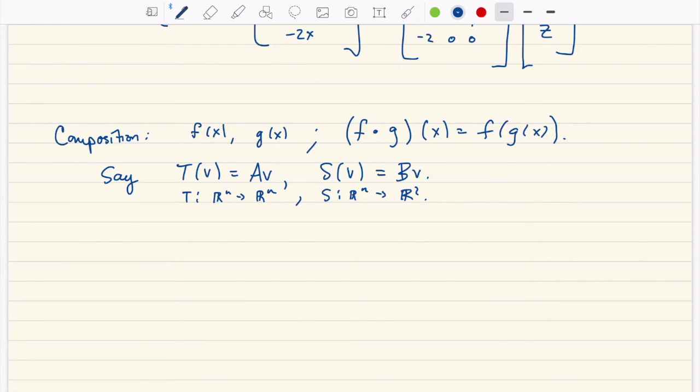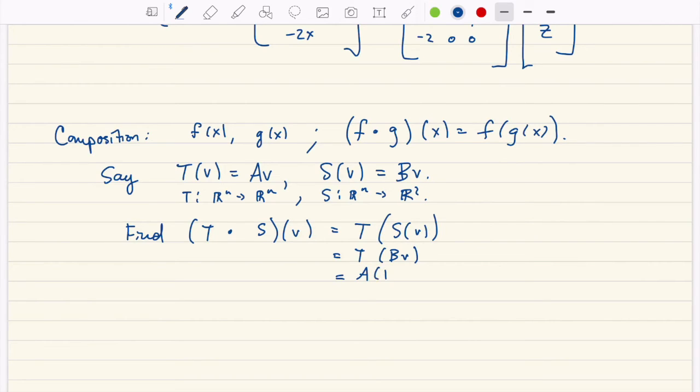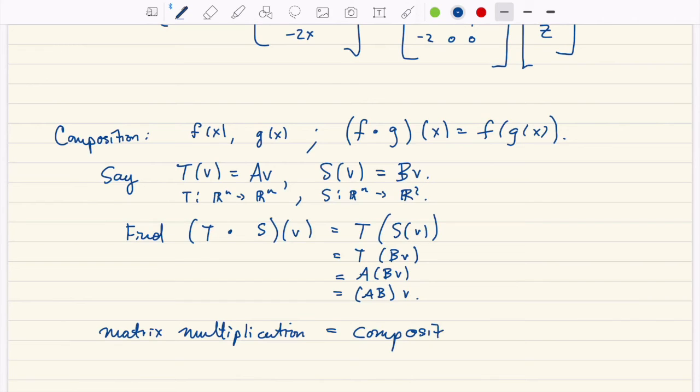But what I want to do is find the composition T composed with S of v. By definition this is T of S of v. And S of v we said is Bv, so this is T of Bv. And T is just, you take your input and multiply on the left by A. So this is A times Bv, or really AB times v. And so it turns out that matrix multiplication really is nothing more than composition of two linear operators.